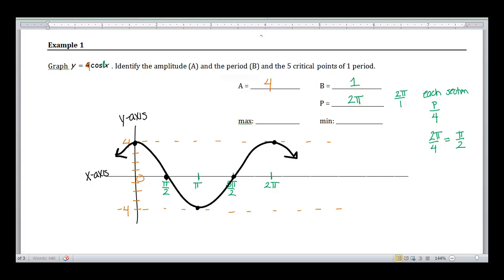This also allows me to identify a max and a min. With cosine, there are going to be 2 maximums, and I don't care which one you give me. I usually will just write the first one. So it's at an x value of 0 and a y value of 4. My minimum here is at an x value of pi and a y value of -4.